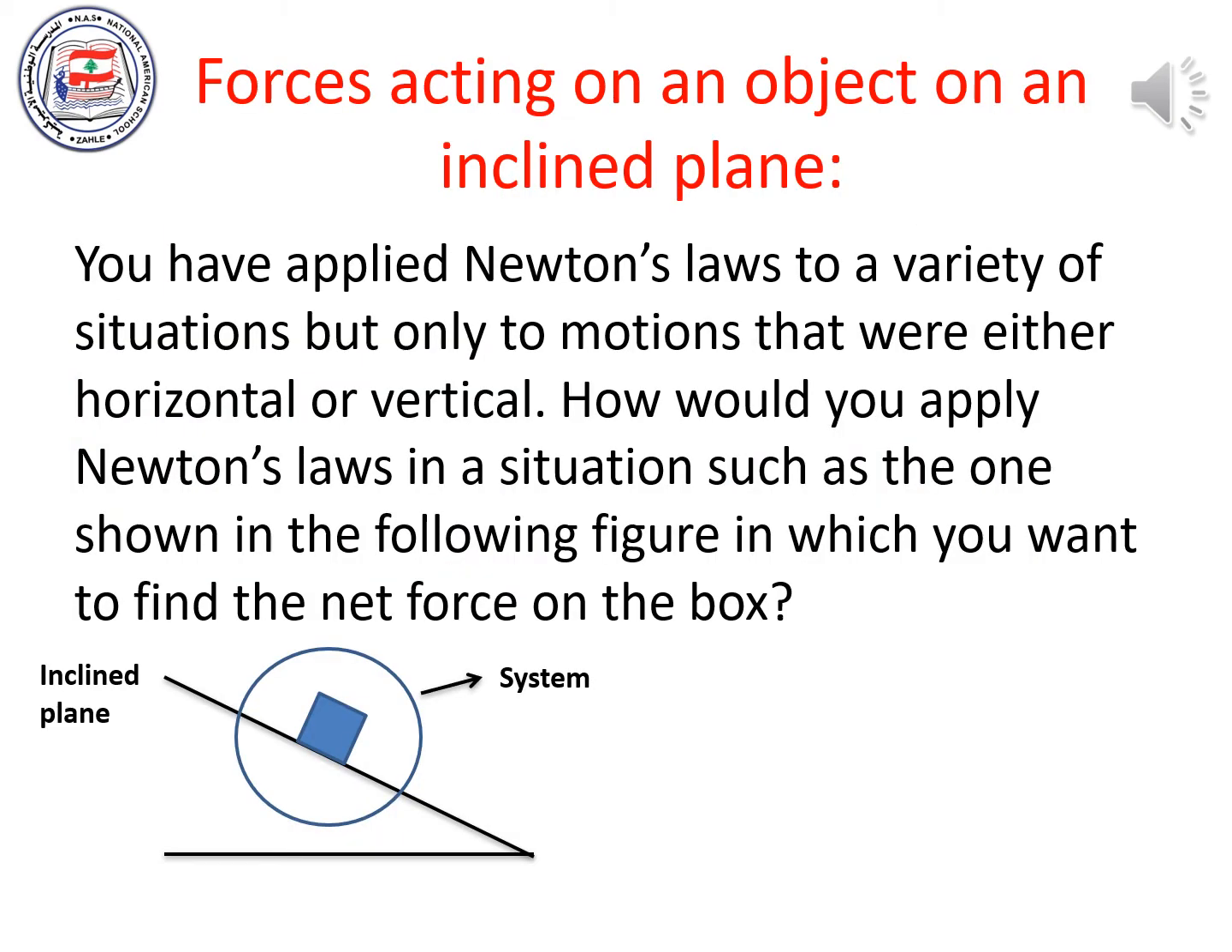So in the second part of this section, we are going to talk about forces acting on an object on an inclined plane. First, we have to define an inclined plane. An inclined plane is a tilted surface. So it is a surface that has an angle with the horizontal.